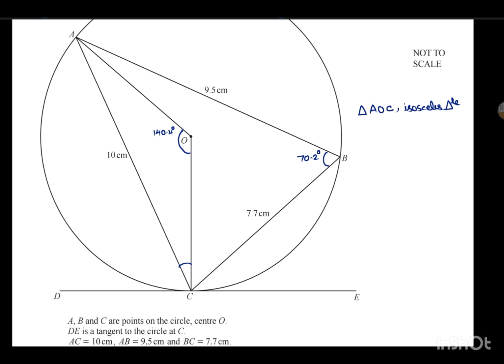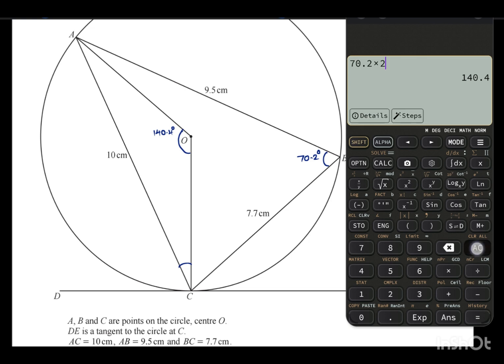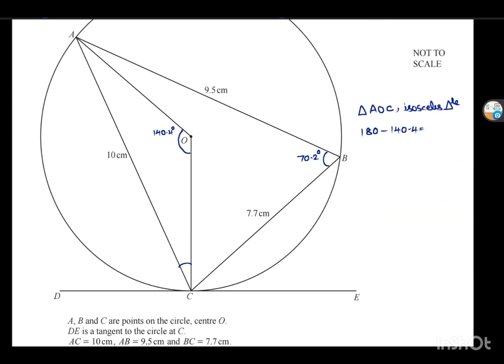So when you subtract from 180 the angle which we know, 180 minus 140.4, then divide that by 2. So 180 minus 140.4, you get 39.6, divided by 2, we get 19.8 degrees. So it is 19.8.